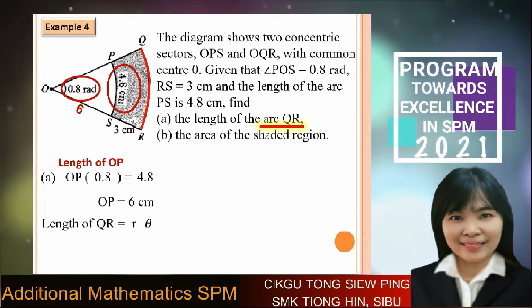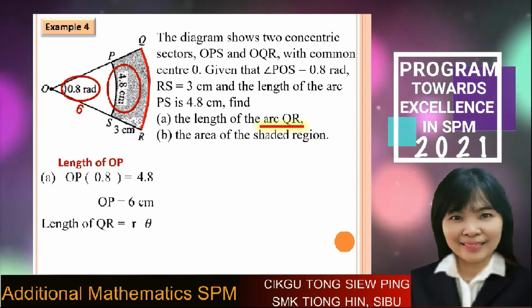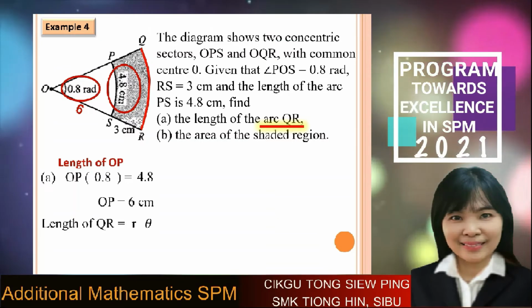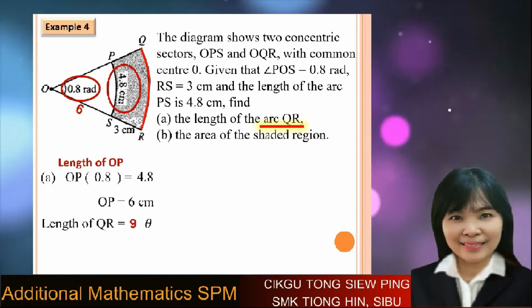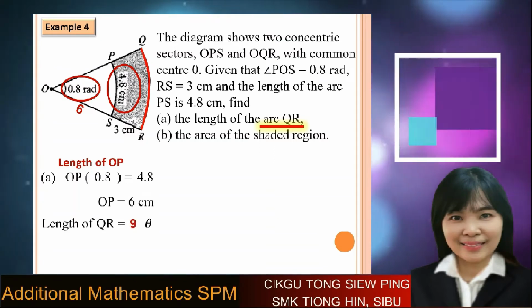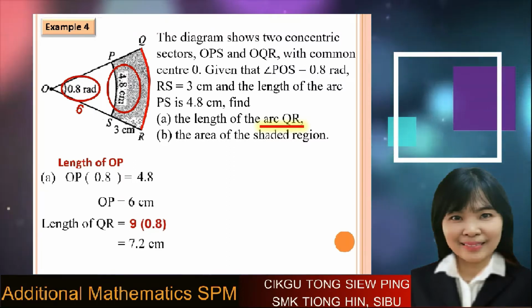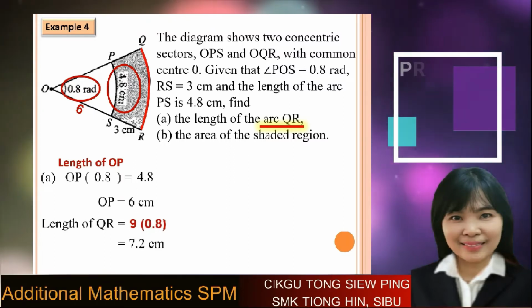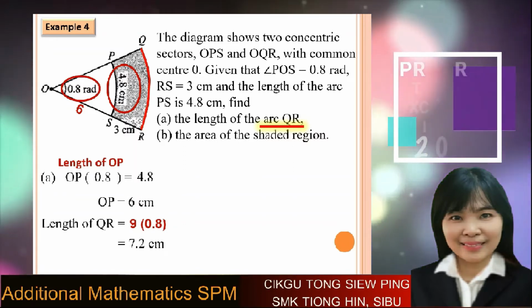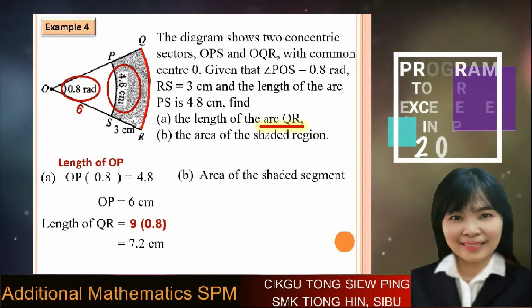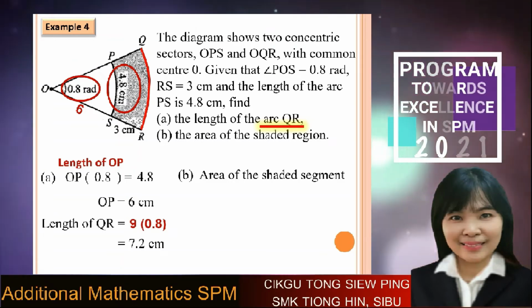Length of QR is equal to R theta. We substitute the radius OQ, that is 9, into the formula and theta 0.8, and multiply them, we get the answer 7.2 cm.